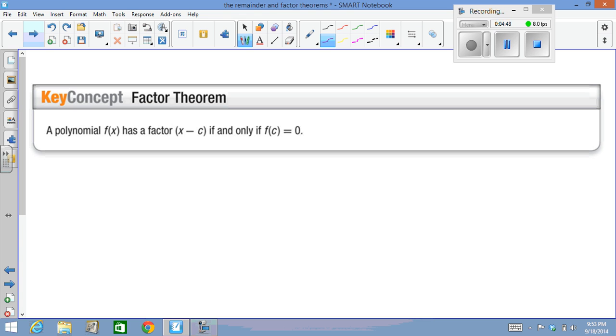Here's the factor theorem. The factor theorem says that if I have a polynomial and I have something that's a factor, that means it will divide evenly. If it divides evenly, that means the remainder is 0, which also tells me that f of c, or f of whatever number I'm substituting in, is also going to be 0.